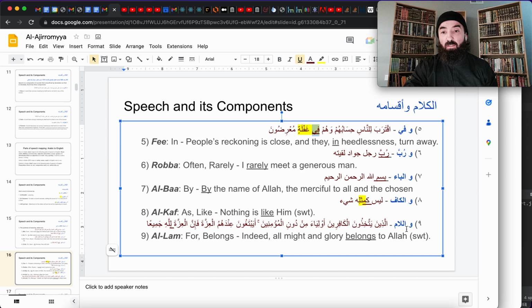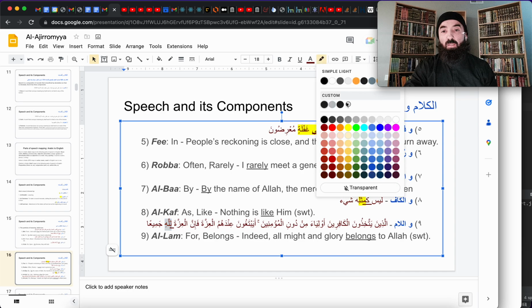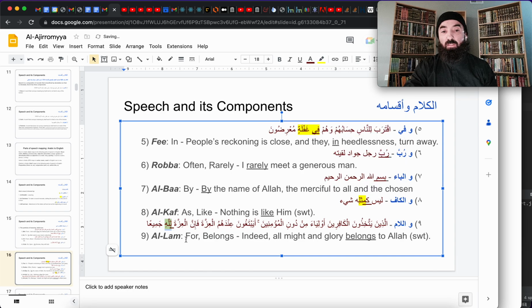And the ninth one is al-lam. Another example from the Quran: alladhina yattakhidhuna al-kafirina awliya' min dunil-mu'minin, ayabtaghuna 'indahumul-'izzata fa inna al-'izzata lillahi jami'a. Right? Lillahi. Lam means belongs or for. And in our example, this is where lam shows up. Again, lam in this example is attached to the name of Allah subhanahu wa ta'ala. That is why you see it this way.